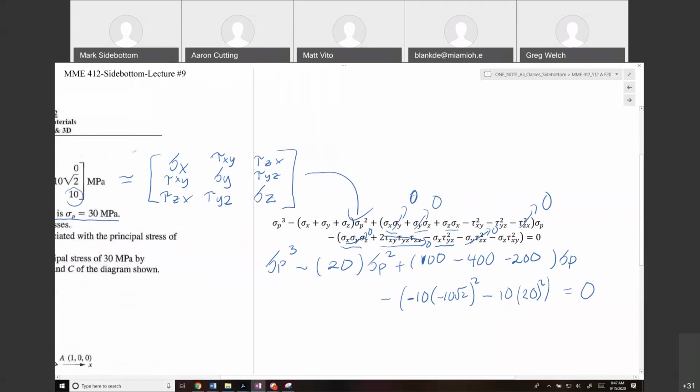If we evaluate all these terms, we end up getting a cubic equation that looks like this: sigma p cubed minus 20 sigma p squared minus 500 sigma p plus 6,000 is equal to 0. Does anyone have any questions so far?